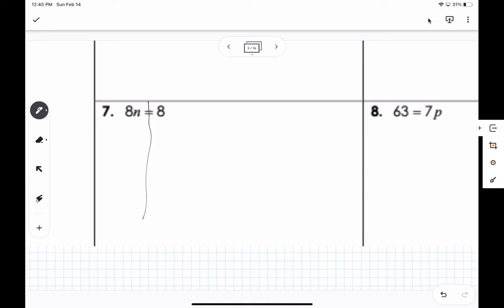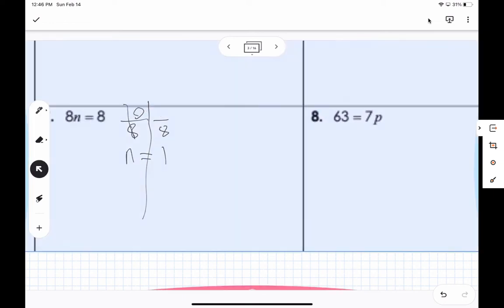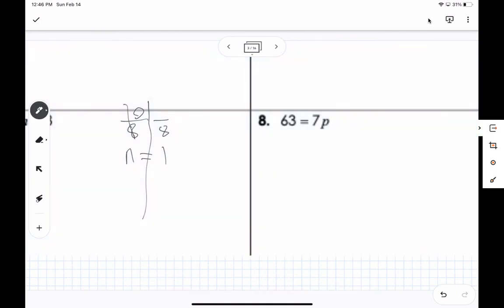All right. So my goal, I want n by itself. It's being multiplied. So I've got to divide. What I do to one side, I do to the other. N equals 1. Okay, try number 8.